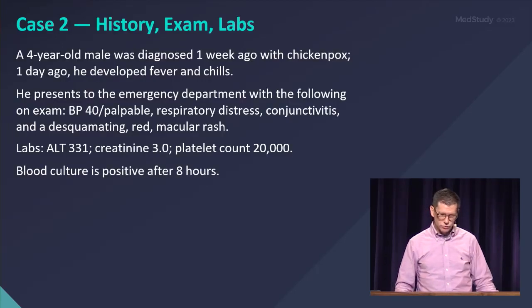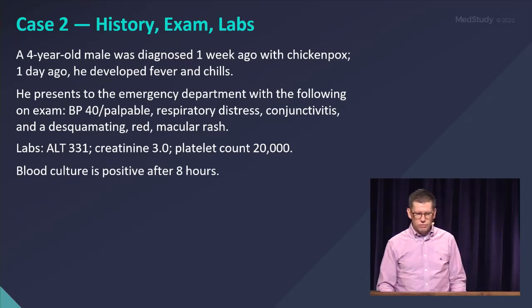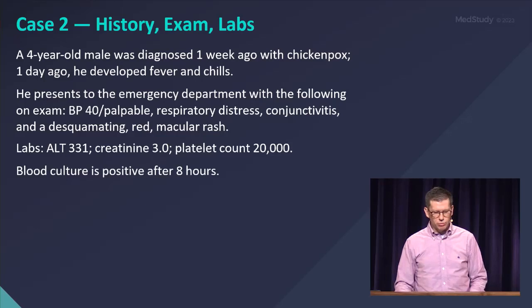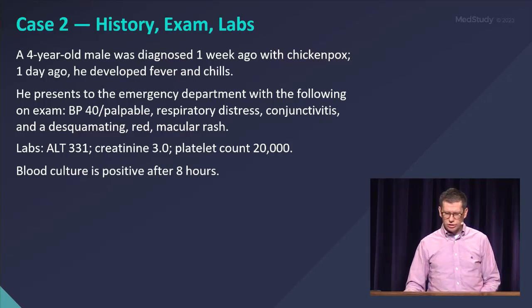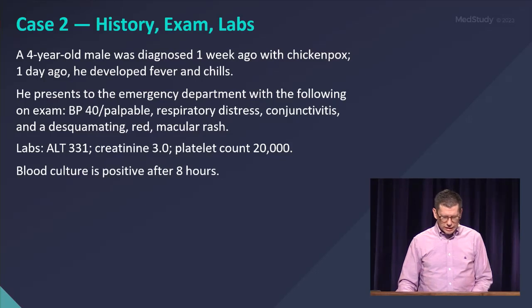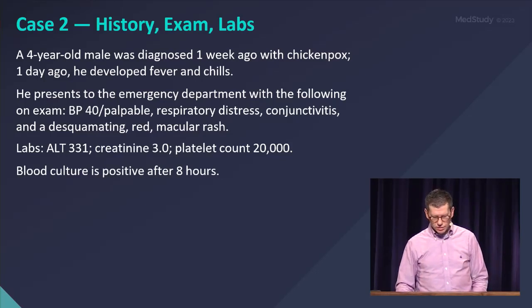All right, case 2. We're just flying by these cases, I tell you. All right, case 2. A 4-year-old male was diagnosed 1 week ago with chickenpox. 1 day ago, he developed fever and chills. He presents to the emergency department with the following on exam: blood pressure 40 over palp, respiratory distress, conjunctivitis, and a desquamating red macular rash. His labs reveal an ALT of 331, a creatinine of 3, and a platelet count of 20,000. Blood culture is positive after 8 hours.